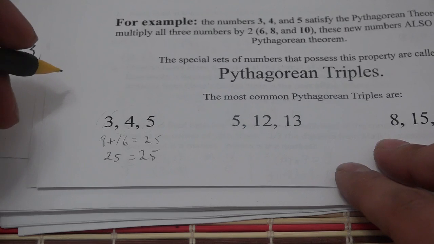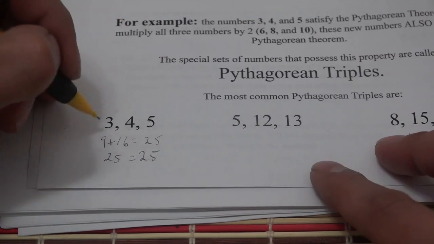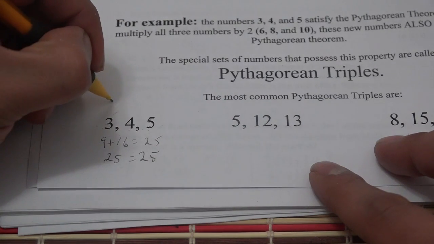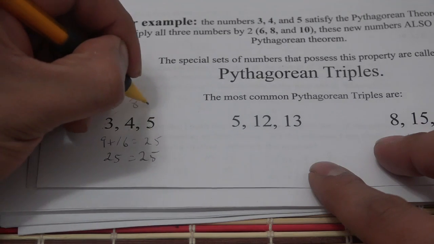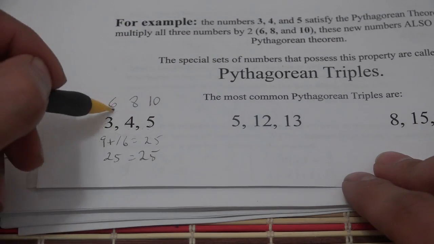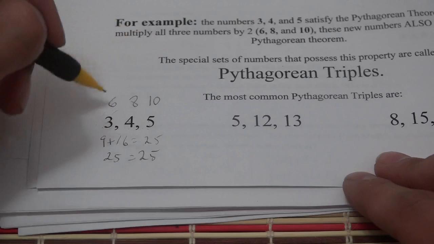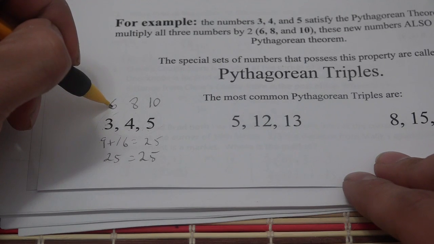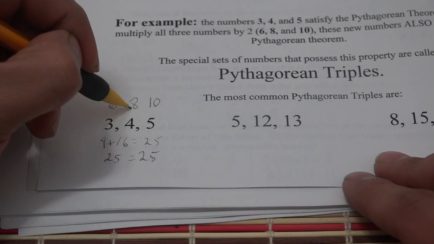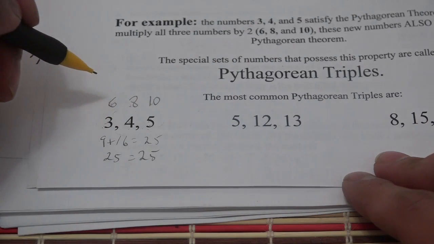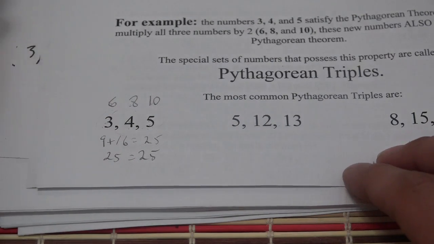Now, can I create my own Pythagorean triplet? Yes. If I multiply everything by 2, I get 6, 8, 10. This is also a Pythagorean triplet. Look, 6 squared is 36. 8 squared is 64. 36 plus 64 is 100. And 10 squared is also 100. So it checks. So that's a way of creating them.